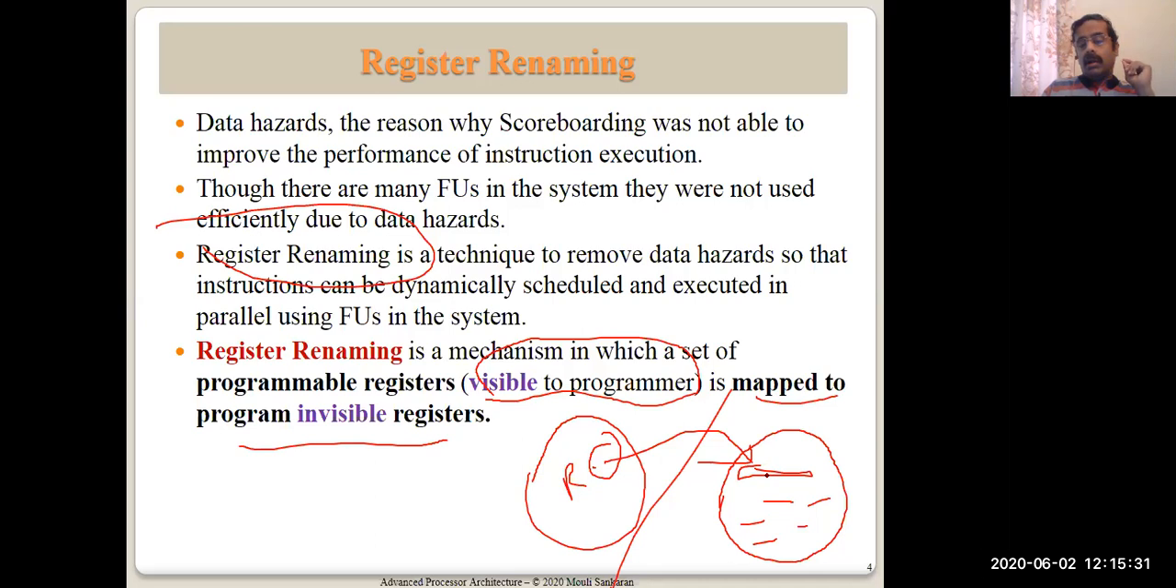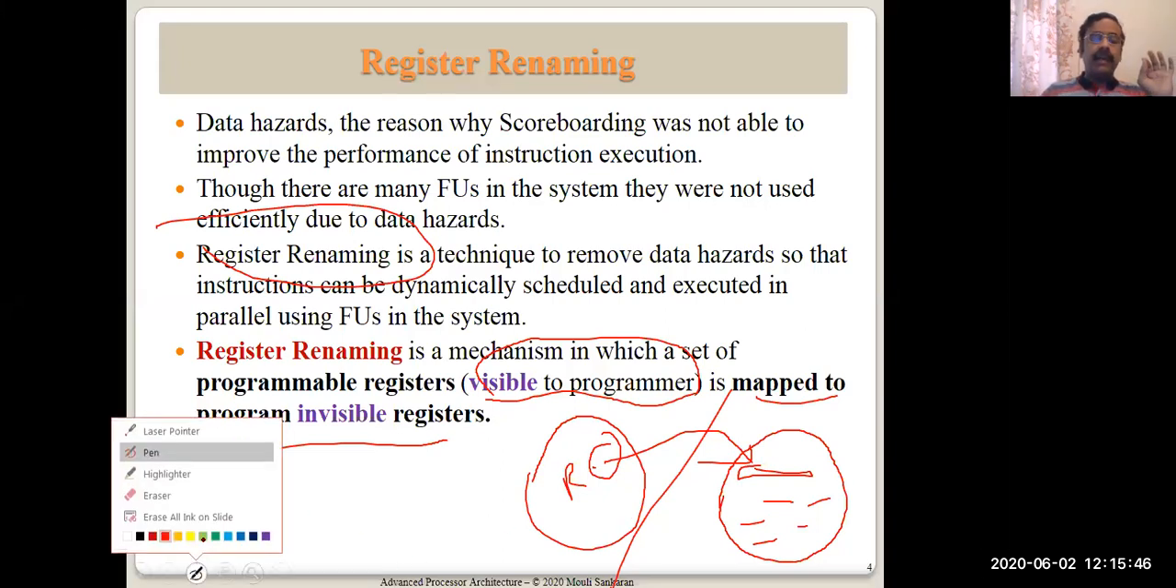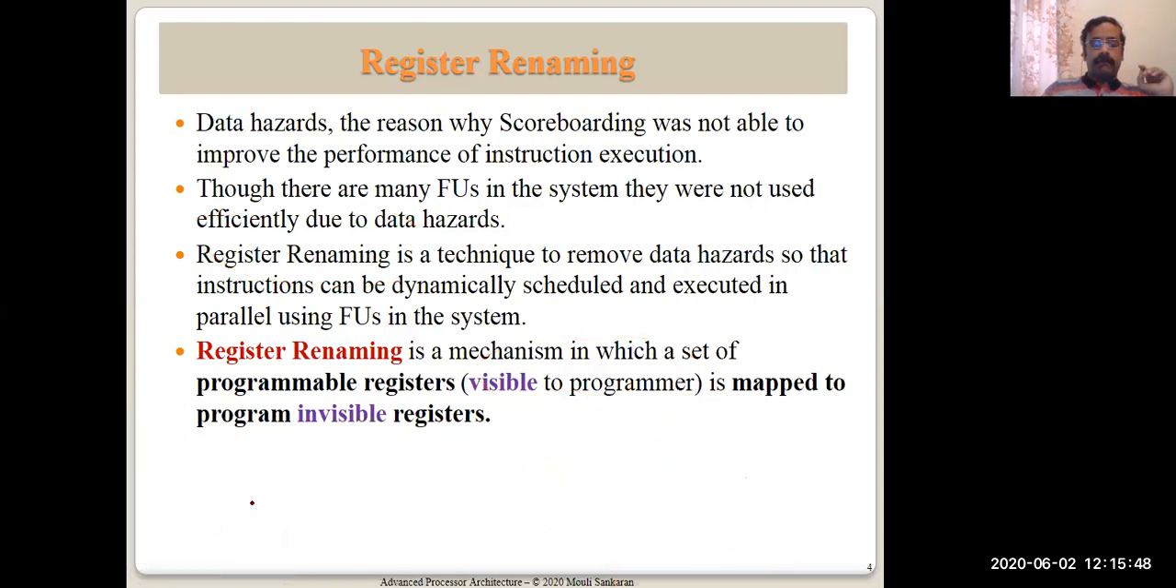So that is what I call dynamically using it, but don't misread it that I am creating those registers during the execution. No, it is all there physically. Some space is occupied by those registers, and we are using it dynamically.